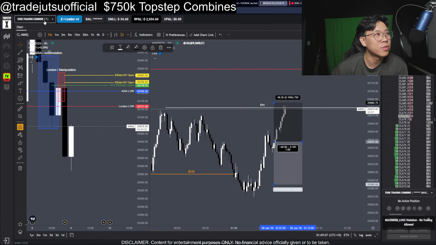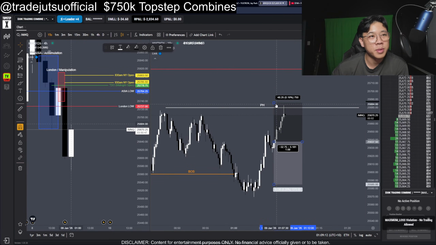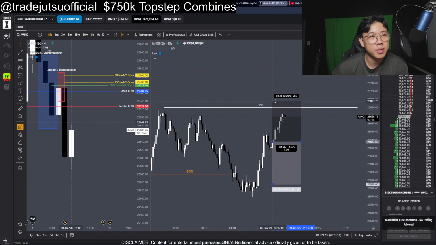Over leverage for sure. Have a look at this. I should have maybe expanded this bad boy right there, maybe something like that.